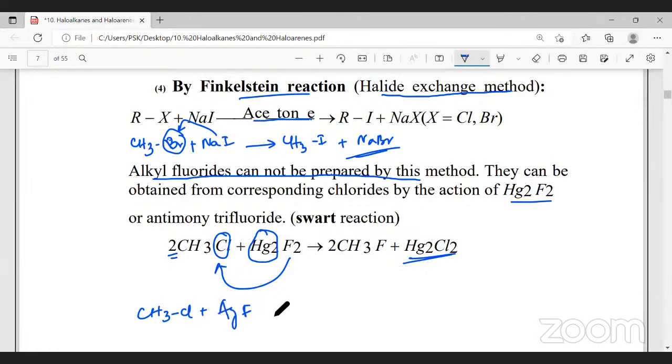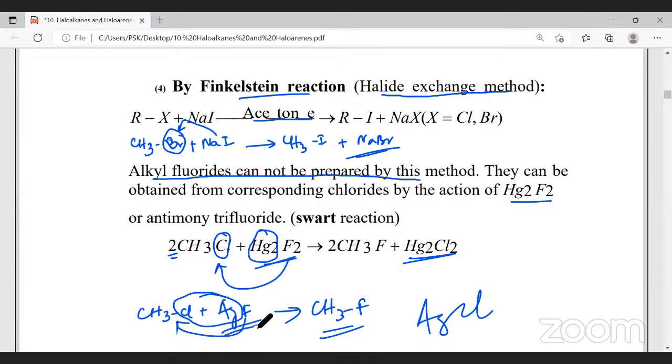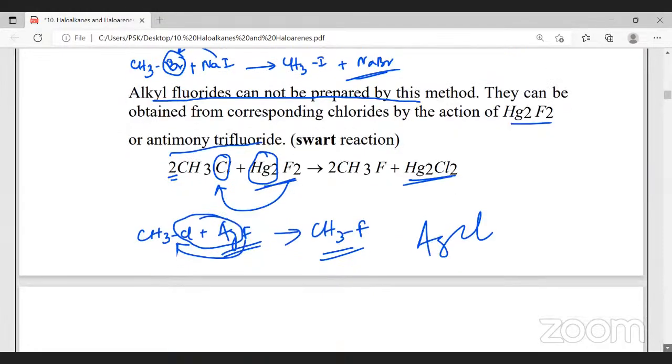We allow it to react with silver fluoride, AgF. So what happens is AgCl gets eliminated. In place of Cl, fluorine goes. Therefore, you get CH3F, methyl fluoride. So alkyl fluorides can be prepared by reacting alkyl bromides or alkyl chlorides with mercurous fluoride or silver fluoride, or they've given here antimony trifluoride. This reaction is called the Swarts reaction. So these two named reactions, you should remember, the Finkelstein reaction and the Swarts reaction.